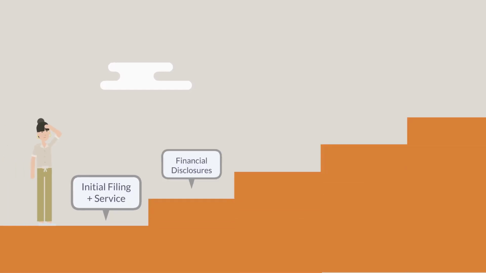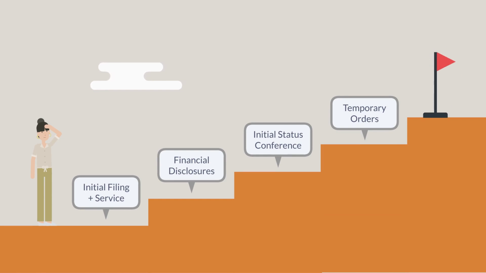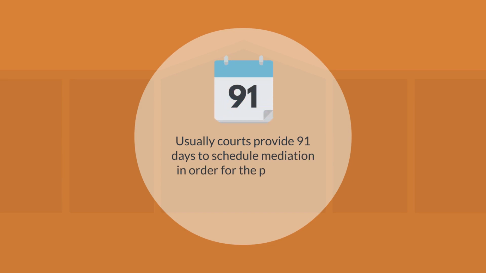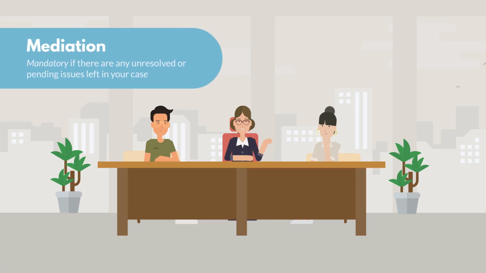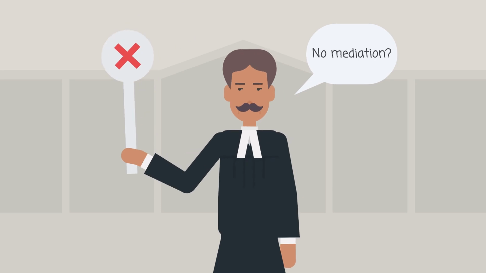The next step is a required step, which is mediation. Usually, courts provide 91 days to schedule a mediation in order for the parties to resolve issues in their divorce case. And again, this is a mandatory requirement if there are any unresolved issues or pending issues left in your case. The judge will not hear your matter in a final orders hearing if you did not attend mediation. So mediation is very important to attend, very important to schedule that. And again, courts give 91 days to schedule a mediation.